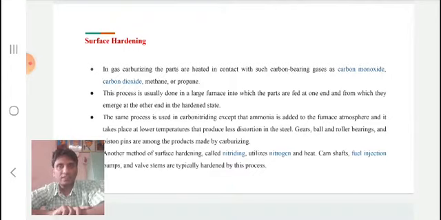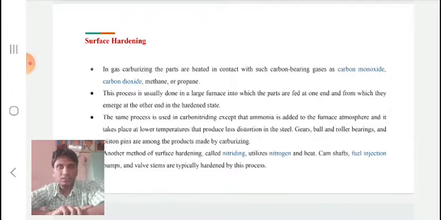So what is the advantage and disadvantage of this gas carburizing? There are so many advantages in gas carburizing rather than the pack method. In the pack method, there is no uniformity in the diffusion of carbon into the steel component, because wherever the carbon is in contact with the surface, that carbon will diffuse into the steel surface.